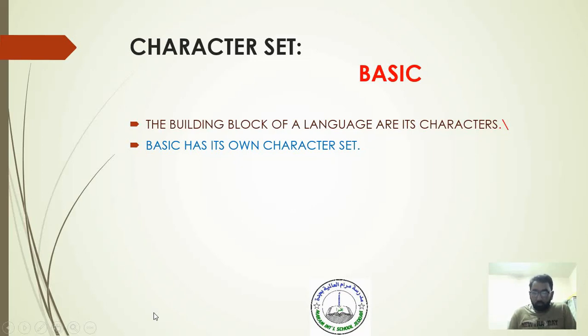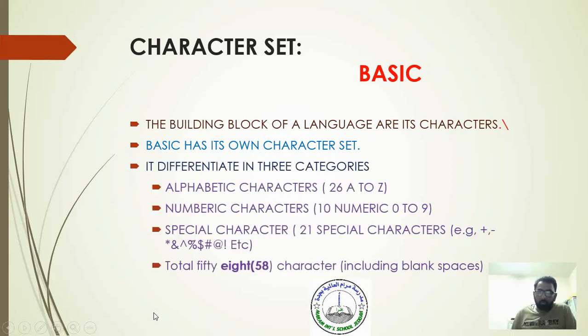So BASIC language also has its character set, which we can differentiate into 3 categories: alphabetic characters, numeric characters, and special characters. Alphabetic characters are A to Z, 26 characters, and numeric characters are 0 to 9, 10 characters. Special characters are 21 special characters like plus, minus, multiplication sign, and others. So there are a total of 58 characters including blank spaces.